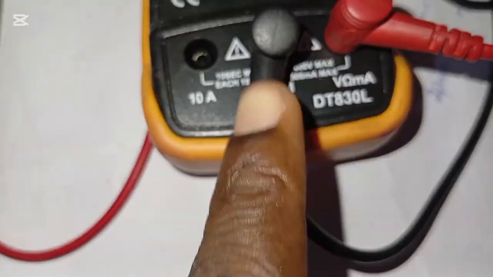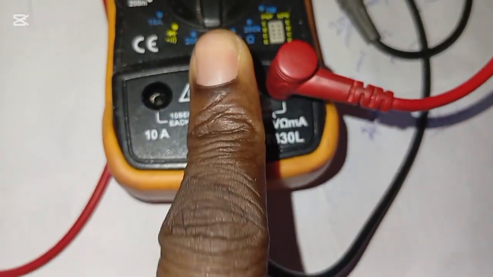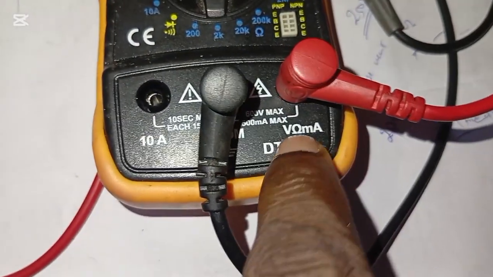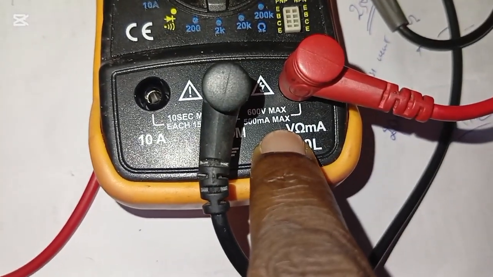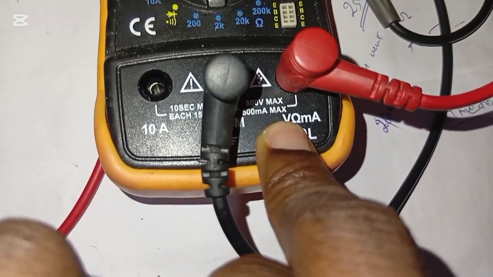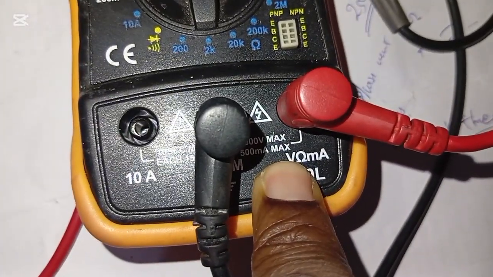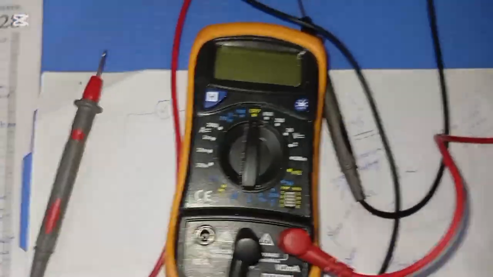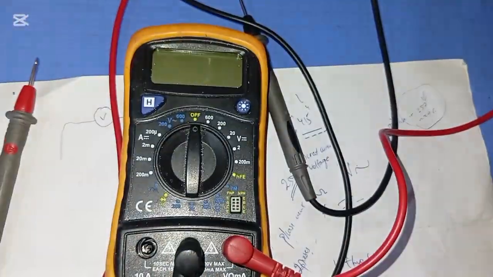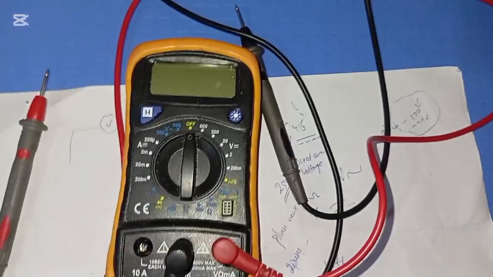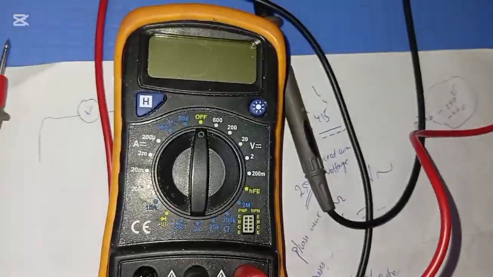Then you come back here and check. The black one is always at common. Then the voltmeter connection is always here. You can see here the voltmeter V. So you connect it here. You can measure the voltage across the circuit, and you can also measure a voltage across the load.